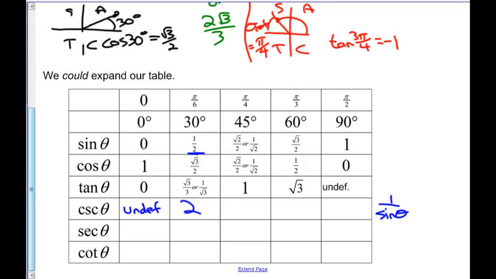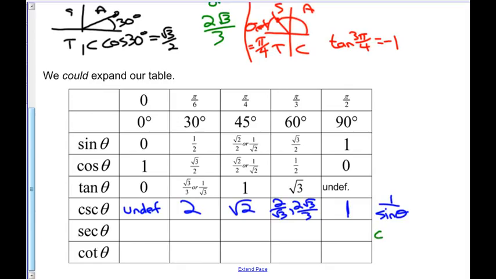1 over root 2. Flip it over, and you'll get root 2. The next one, flip it over, you get 2 over root 3, which you can rationalize as 2 root 3 over 3. And the last one, 1 over 1, flip it over, and you still get 1. Okay, so we just took the reciprocal of everything from the sine line. You could do the same with cos and tangent, or you could use this little trick.